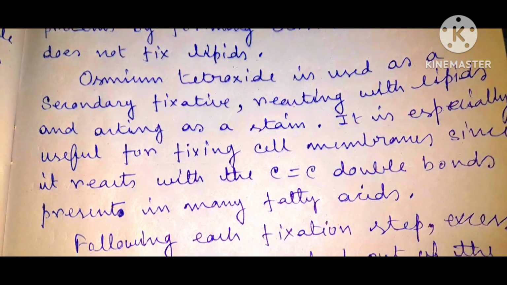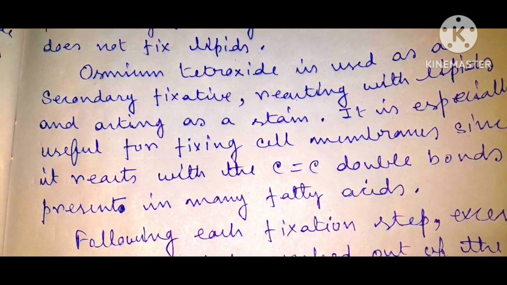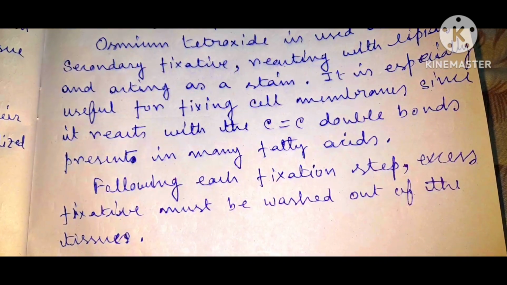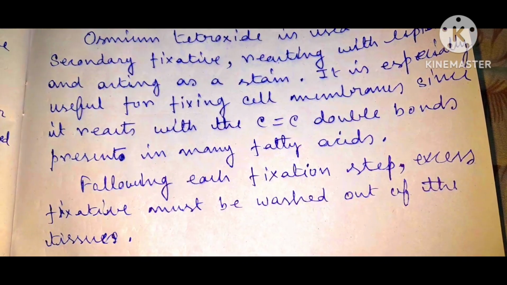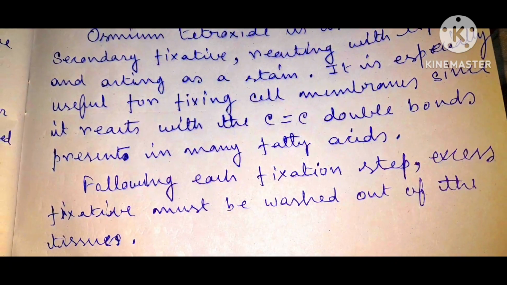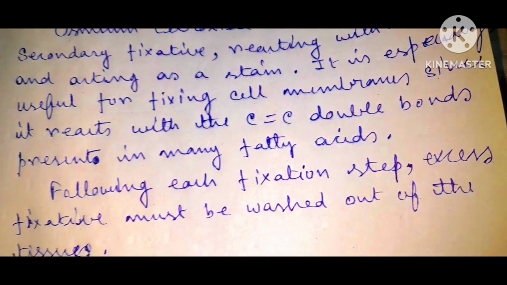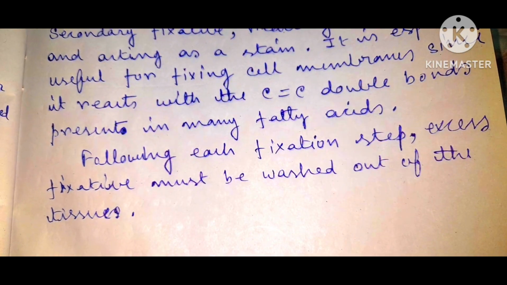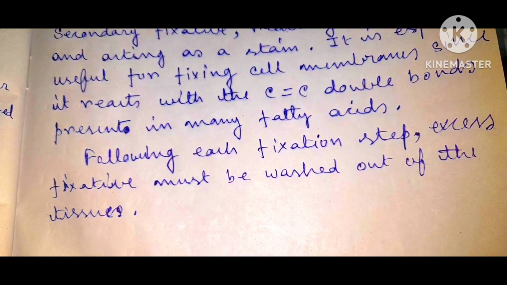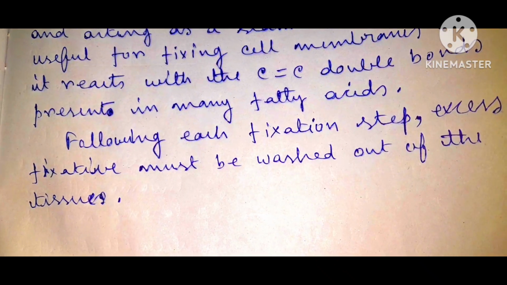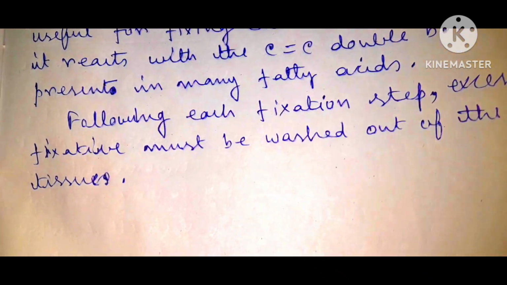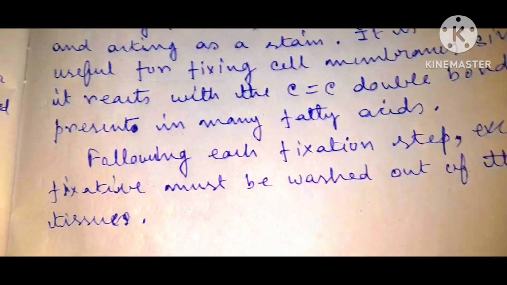Osmium tetroxide is used as a secondary fixative, reacting with lipids and acting as a stain. It is especially useful for fixing cell membranes since it reacts with the carbon double bonds present in many fatty acids. Following each fixation step, excess fixative must be washed out of the tissues.